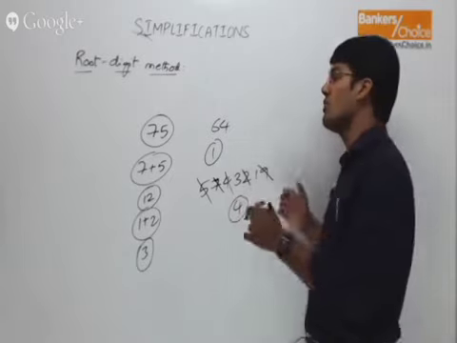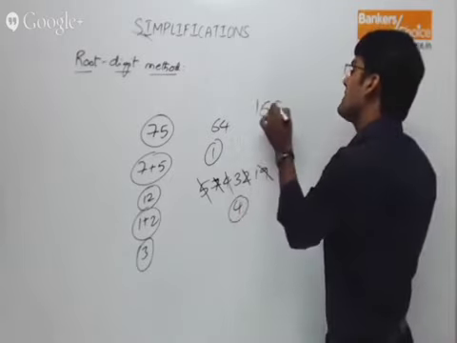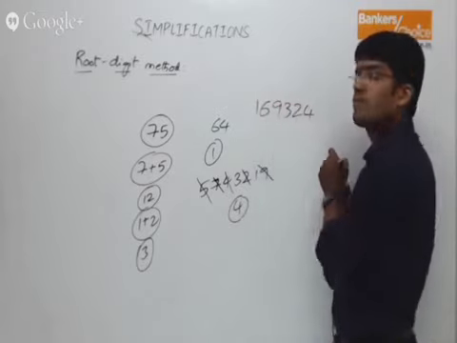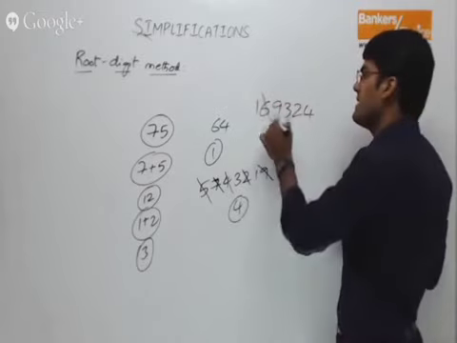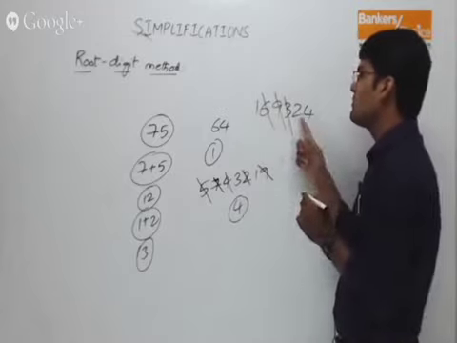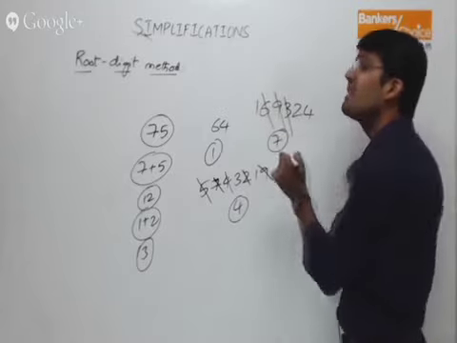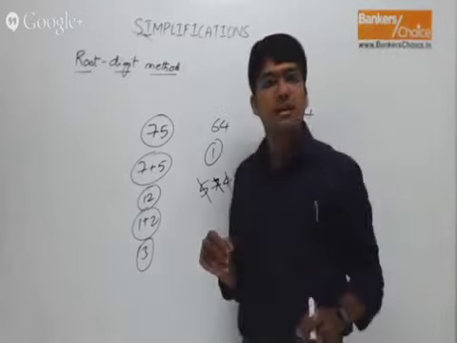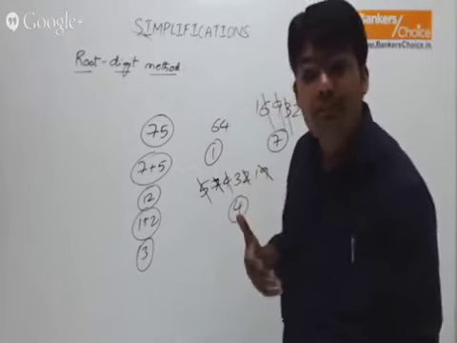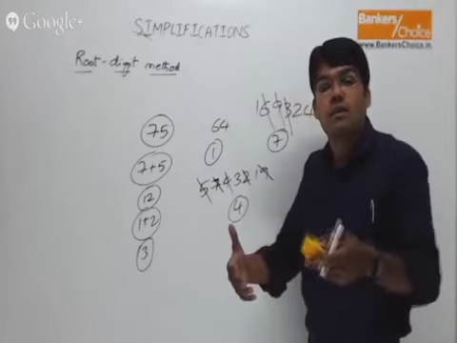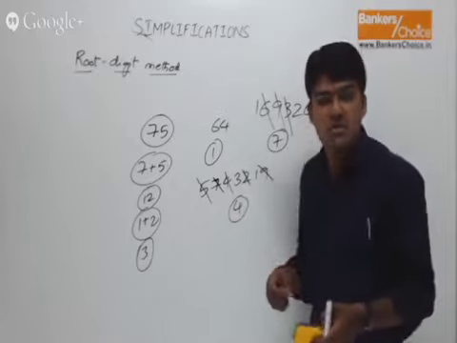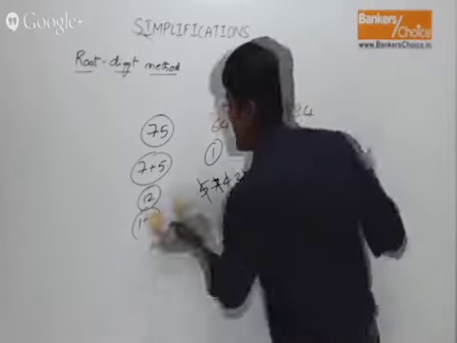For example, now if I ask you, what is the root digit of 169324? Don't add all of them. 6 and 3 is gone, 9 is gone. 2 plus 4, 6, 6 plus 1, 7. The root digit here is 7. So this is what is basically meant by root digit. Now how can we use this? How can we use this root digit method, or what is the root digit method which can be used for doing questions on simplification? So let's look at it.